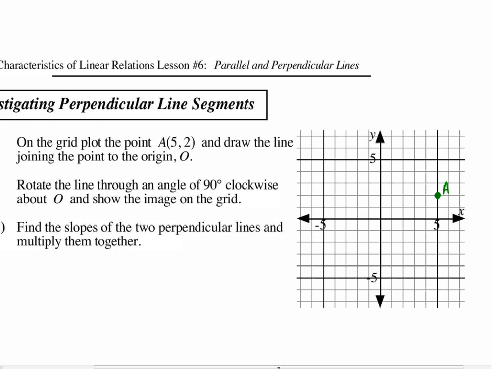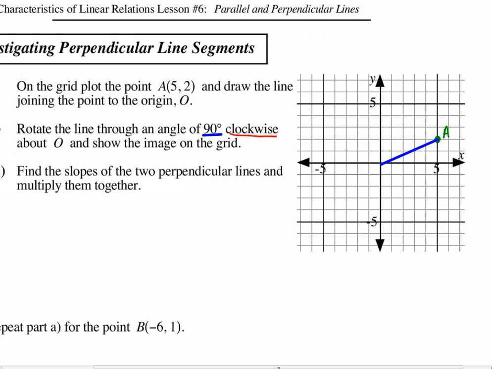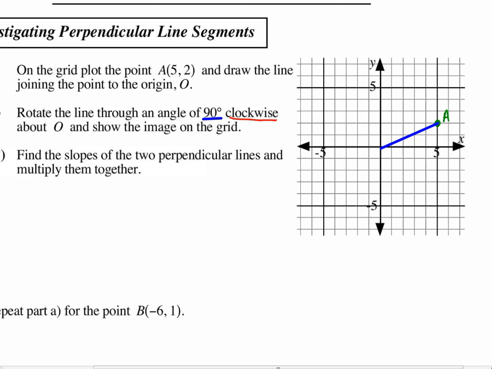And join it with the origin. So origin is where? The center, 0, 0. So I'm going to join that. Okay, we want to make a 90-degree angle and rotate this line 90 degrees clockwise. Okay, clockwise about the origin. So what would be the point? A or B? The new A. If we rotate it, yeah.